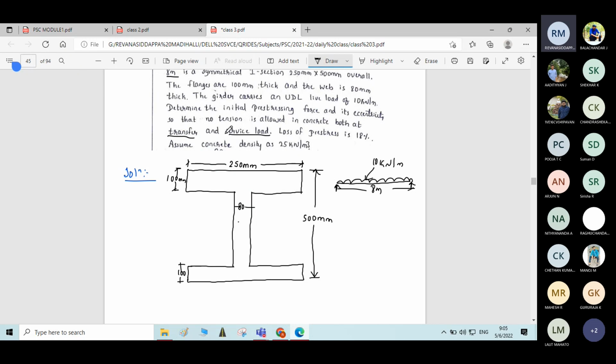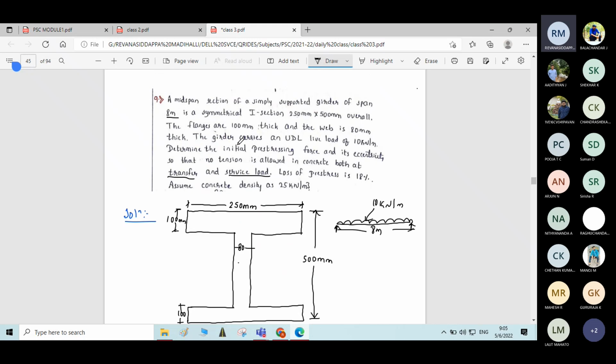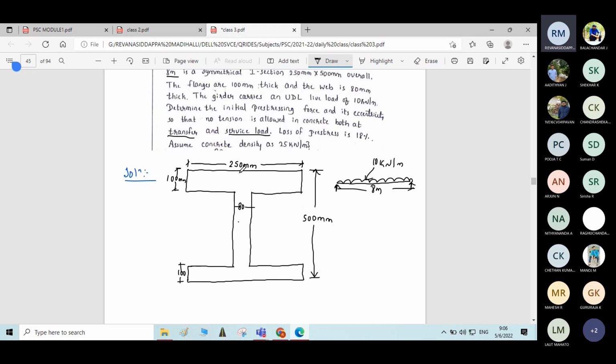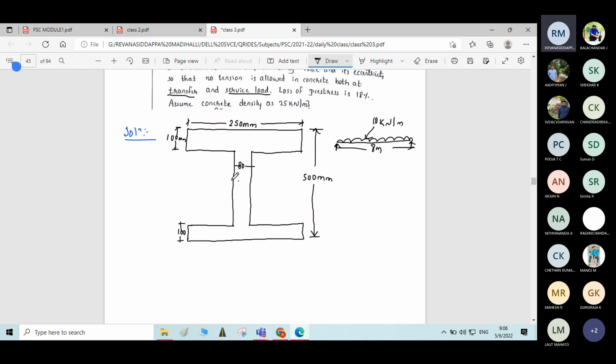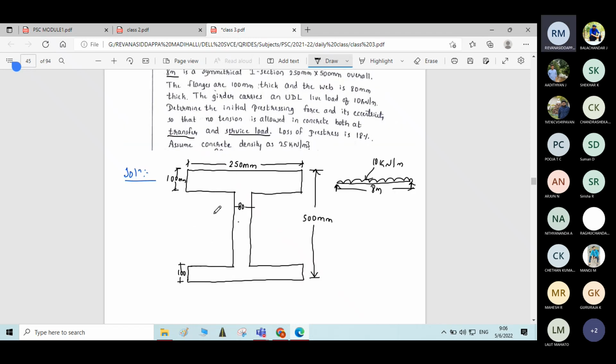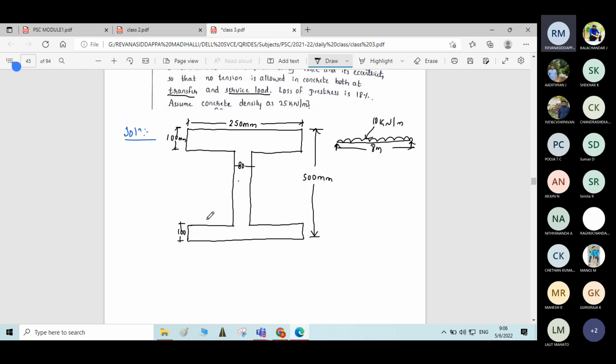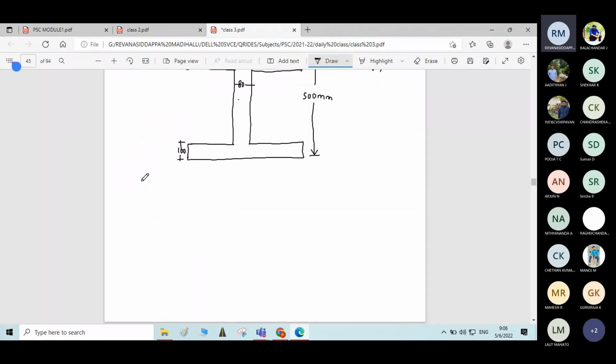Okay, let me utilize these conditions given in the problem and we will solve the unknown parameters, that is pre-stressing force and its eccentricity. We have to find the magnitude of the pre-stressing force and its eccentricity from the neutral axis such that no tension is allowed at both transfer and service load. Means the stress at the bottom fiber is 0 during service load, and the stress at the top fiber is 0 at the transfer condition. Okay, so given data is, he has given two conditions.